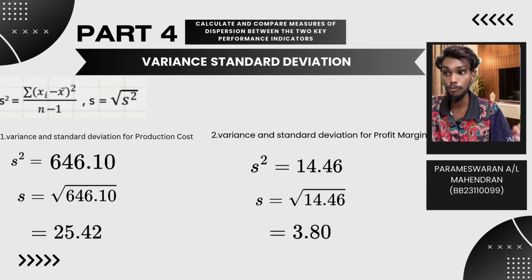So the variance for production cost is 646.10. After that, we square root the answer for standard deviation. So the answer should be 25.42. This is the standard deviation for production cost.